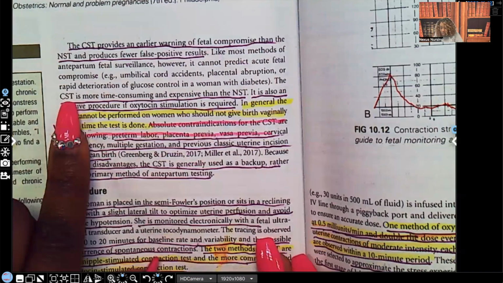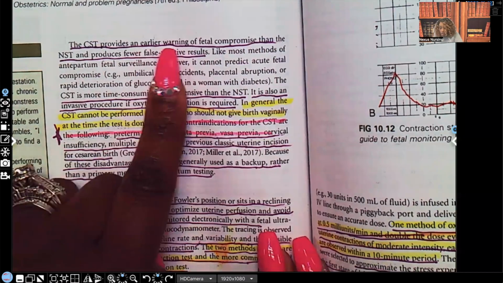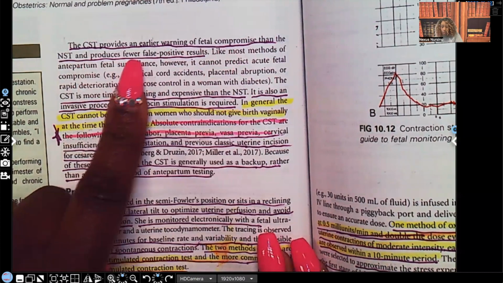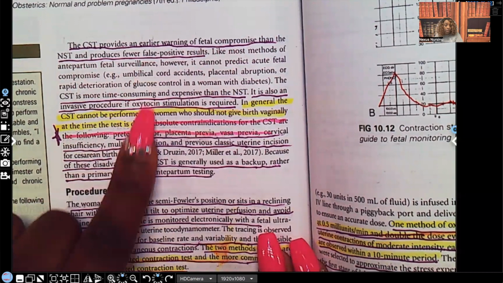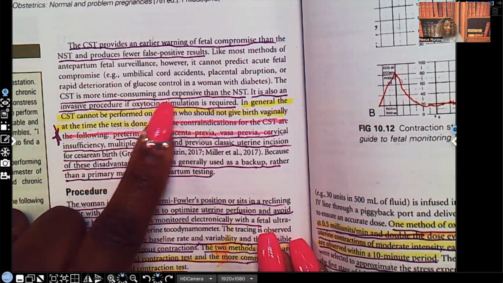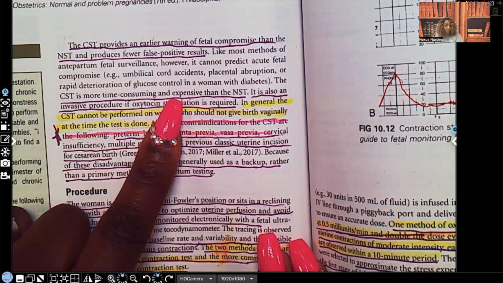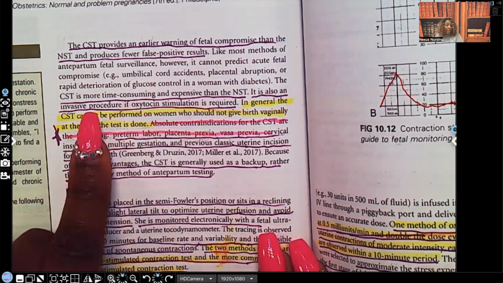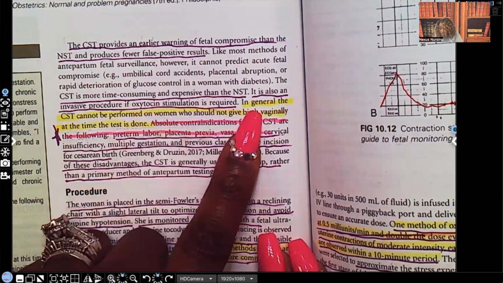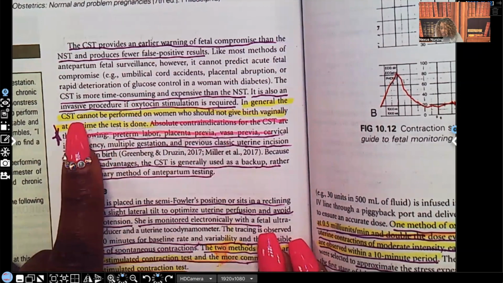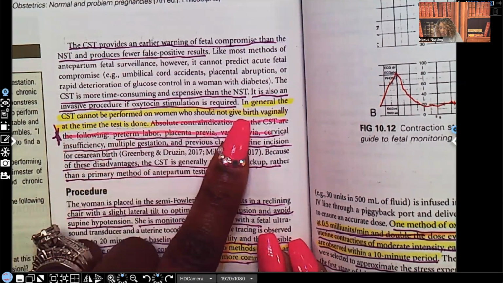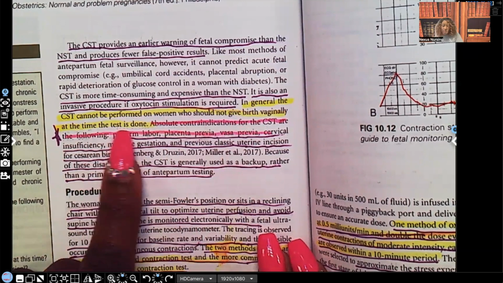The contraction stress test provides an earlier warning of fetal compromise than the non-stress test, and it produces fewer false positive results. The contraction stress test is more time-consuming and expensive than the non-stress test. Also, it's an invasive procedure if oxytocin stimulation is required. In general, the contraction stress test cannot be performed on women who should not give birth vaginally at the time the test is done. This is important.